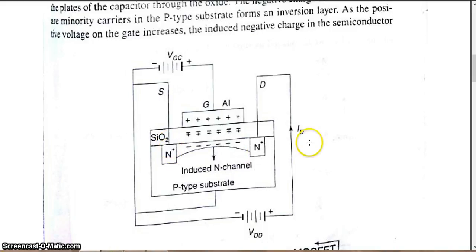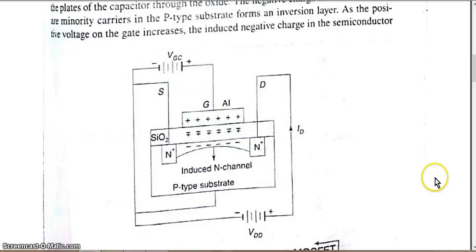But in this figure, the drain current is shown in this direction. It is the direction of the conventional current. The conventional current direction is always opposite to the electron flow. That's the reason why the drain current is in this direction.